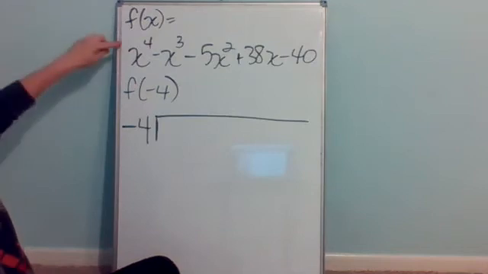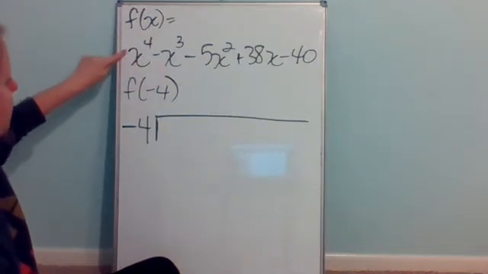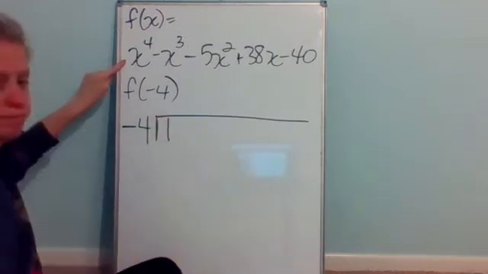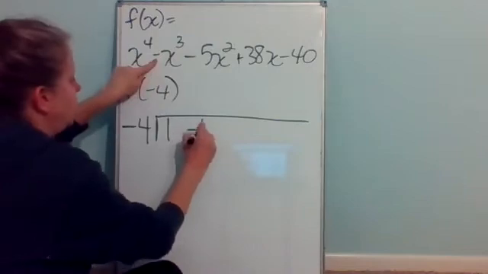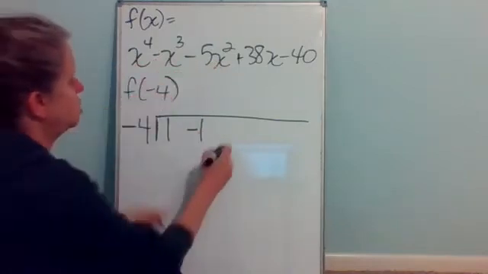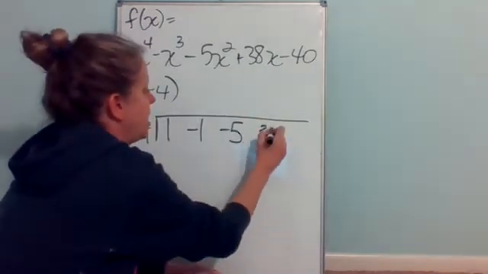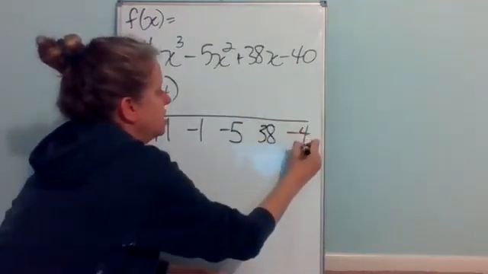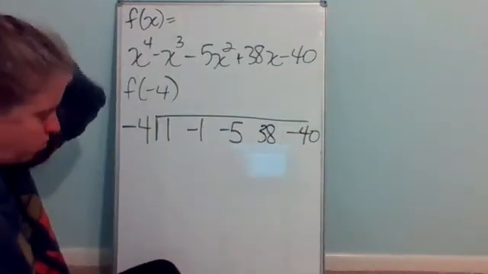Then underneath my division symbol, all the coefficients, right? Just the number part. So in front of x to the 4th is a 1. In front of x to the 3rd is a negative 1. In front of x squared is a negative 5. In front of x is 38. And then your constant is negative 40. So let's see what negative 4 will do with this.